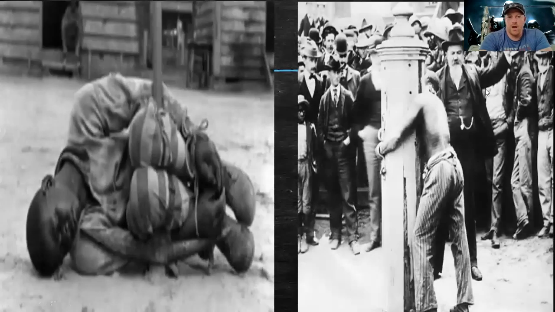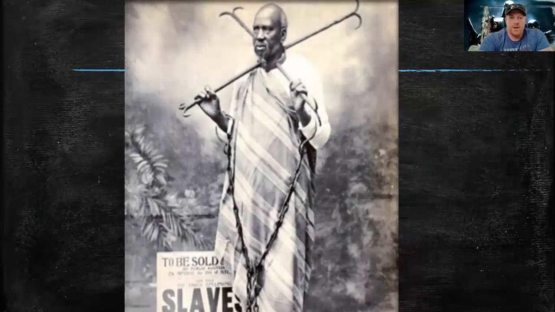A couple more common punishments: being whipped in public, or, like on the left, being tied behind a pole and just left there in the middle of a hot day. One of these collar-looking things, so these hooks would get caught, they'd be uncomfortable, they're heavy, so the iron's digging into your skin.